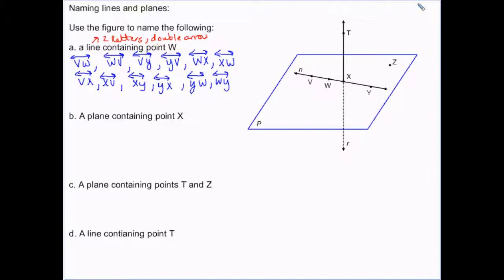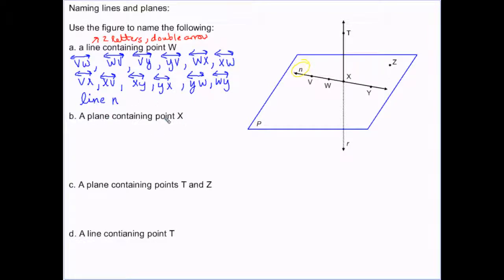Now there's also one other name that we can name this line. Do you guys see this little tiny n right here, lowercase, that's not attached to a point? We can also call this line n. So if you use the little lowercase letter, you do put the word line in front of it. So lots of different correct names for lines. Lines use 2 letters with a double arrow.